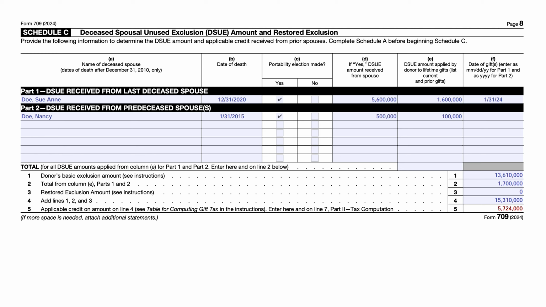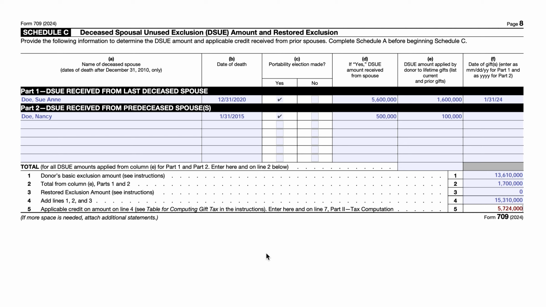So if you have a spouse or a former spouse that predeceased you after December 31st, 2010, then any unused gift or estate tax exclusion can be ported over with a portability election, and we'll talk about that in just a moment, and be used by the surviving spouse. In this case, we've got two deceased spouses, and we're going to go through those situations.